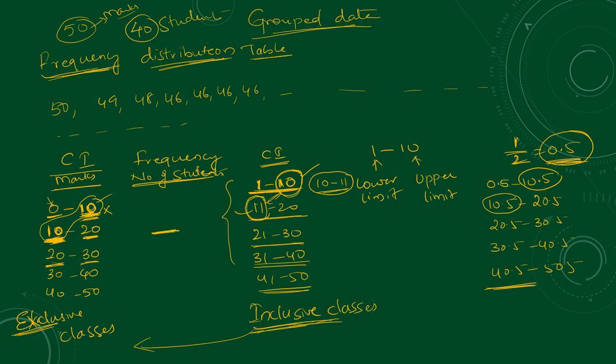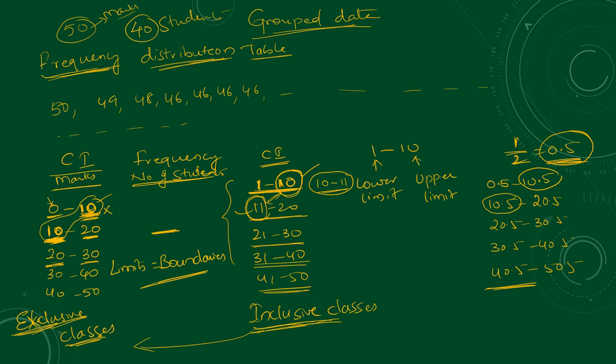And to make it an exclusive class, we are going to get the boundaries. For exclusive classes there won't be any change. So limits will be equal to boundaries. For exclusive classes, limits are equal to boundaries, so there won't be any change.